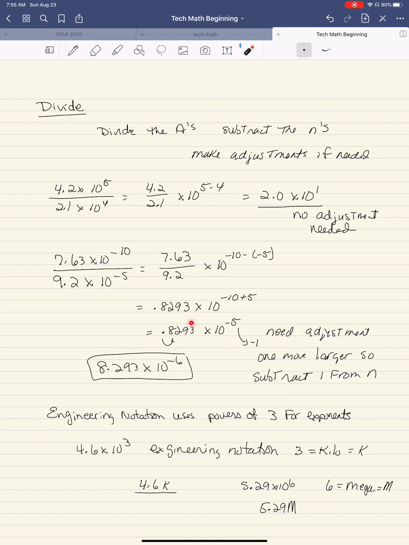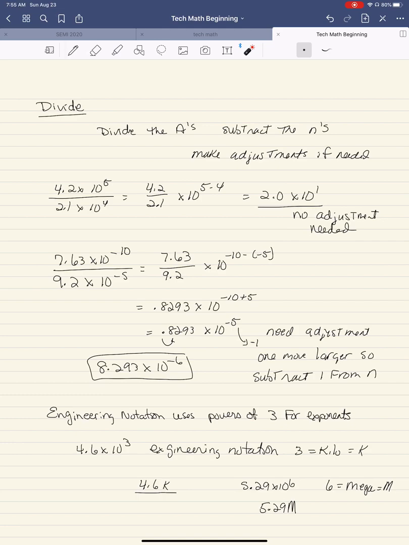I need to make an adjustment because I need one digit out in the front here and I don't have it, so I've got to move the decimal. So I move it one larger, I have to subtract one here. You still have to remember the rules of adding and subtracting, so it's minus 5 minus 1, which makes it a minus 6. So moving the decimal gives me 8.293 times 10 to the minus 6.